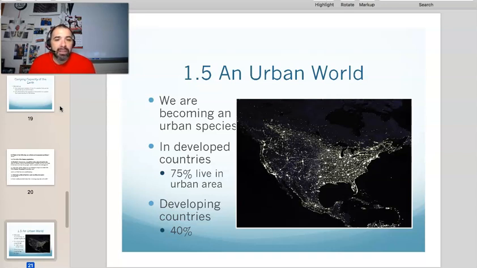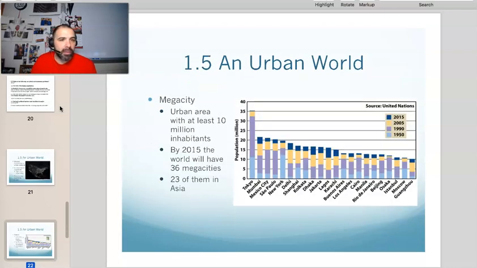In developed countries, at least 75% live in urban areas. Developing countries, 40%. Tiffin City, it's considered an urban area. But in developing countries, I think you're going to start to see more and more people possibly moving into cities due to economic reasons and work.